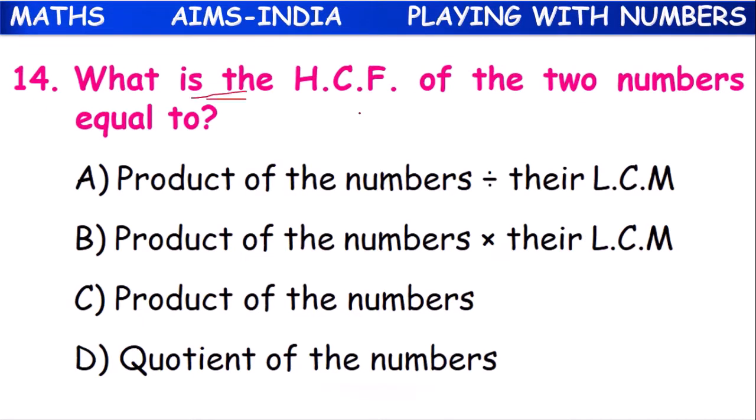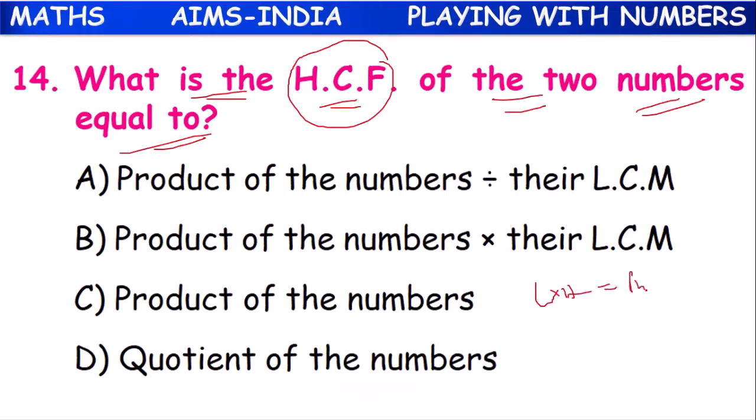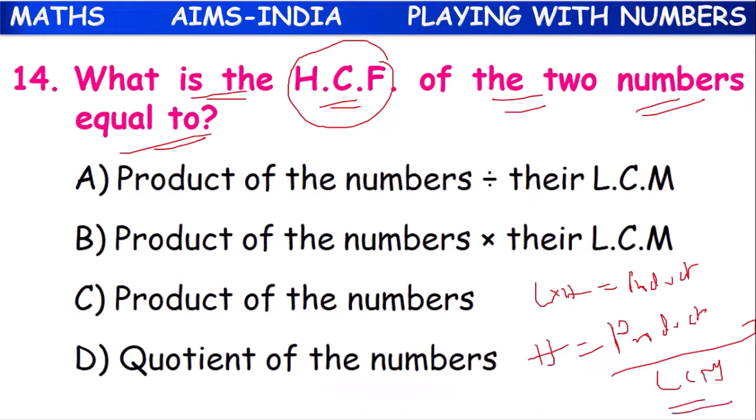Next. What is the HCF of the two numbers equal to? We know the relation LCM into HCF equal to product of two numbers. Then HCF will be product of two numbers by LCM. According to the relation of HCF and LCM, how to find HCF? Product of two numbers divided by their LCM. So A option is the correct answer. 14th one.